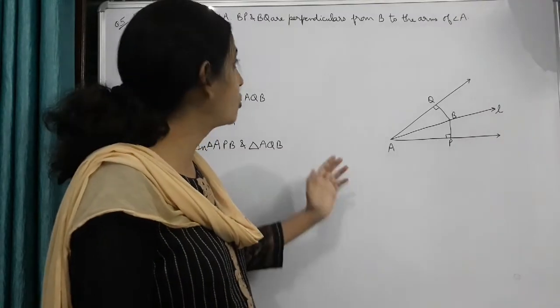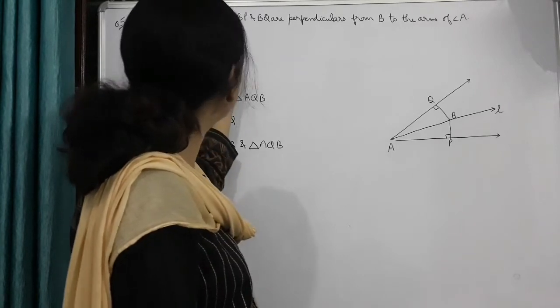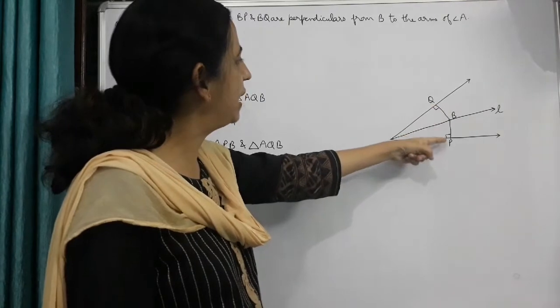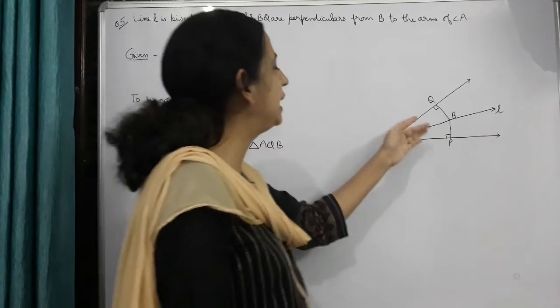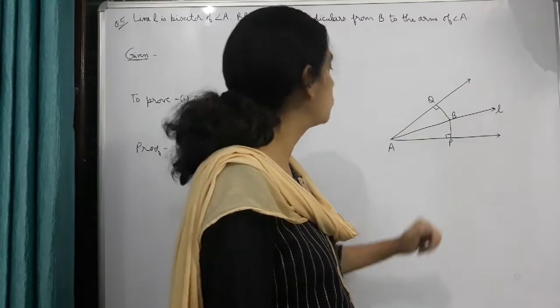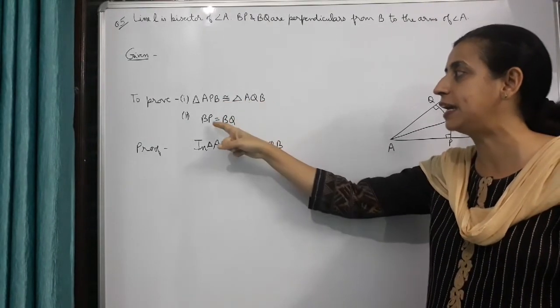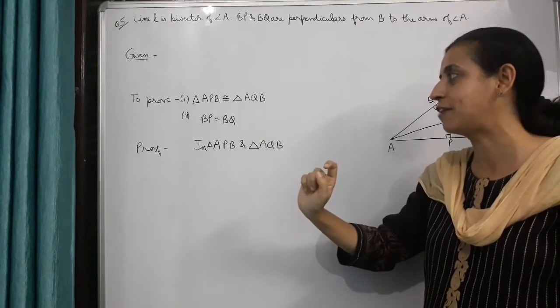Now let us start off with the next question. In this question, line L is the bisector of angle A. PB and PQ are perpendiculars from B to the arms of angle A, and we have to prove that triangle APB is congruent to triangle AQB and BP is equal to BQ. This is what we have to prove.